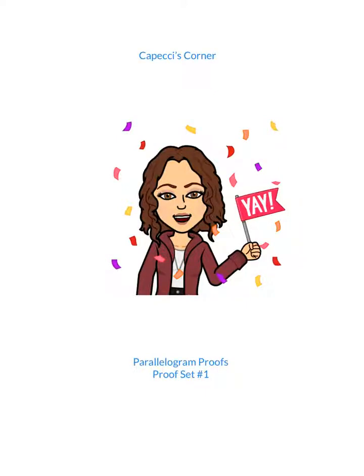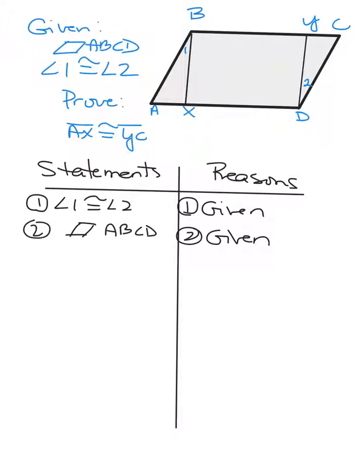Today on Capechi's Corner, we're going to look at proofs involving parallelograms. In our first proof, we have parallelogram ABCD, which is our big figure there. And then we have angle 1 is congruent to angle 2. We're trying to prove that segment AX here is congruent to segment YC.